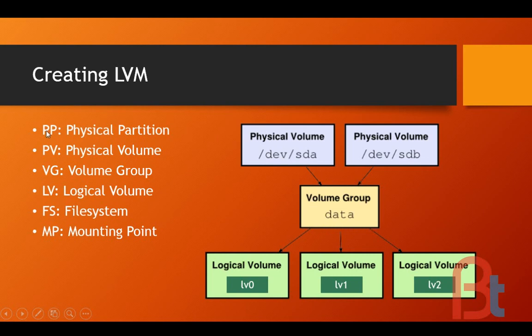So for creating a volume group, we have these steps here. First, physical partitions, then convert these physical partitions into physical volumes, then combine these physical volumes and create a volume group. Then with the help of the volume group, we will create logical volumes, and then we will format these logical volumes in different file systems. We can use different file systems like ext2, ext3, ext4, ntfs, xfs. Then mount these partitions.